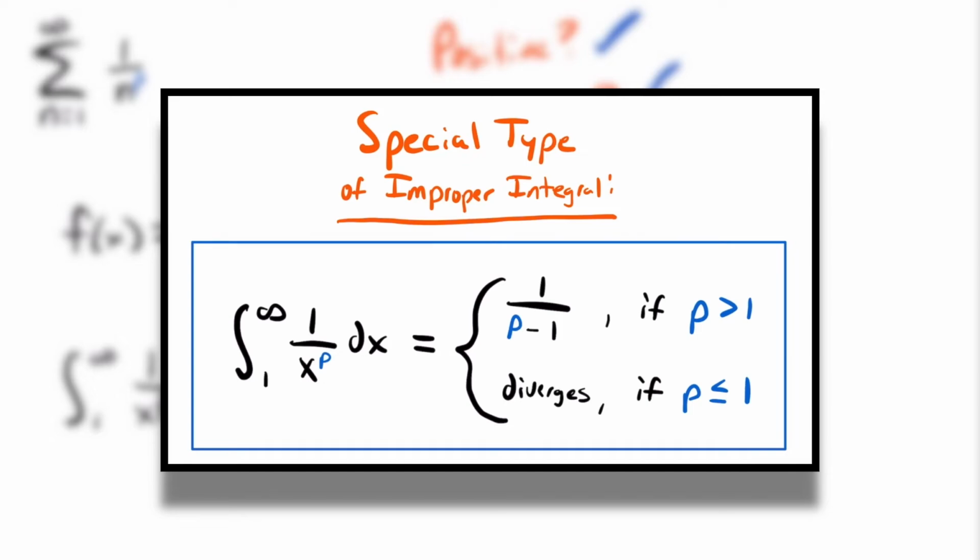Okay? And so that is why, when you have a P-series, all you have to do is look at the power of p, and if it's greater than 1, you know the series converges, and if it's less than or equal to 1, you know it diverges.